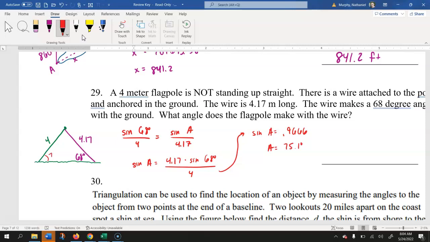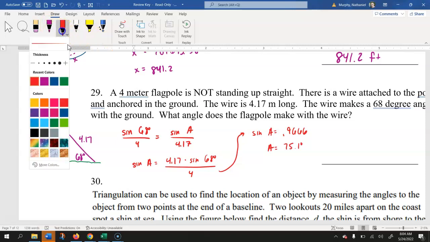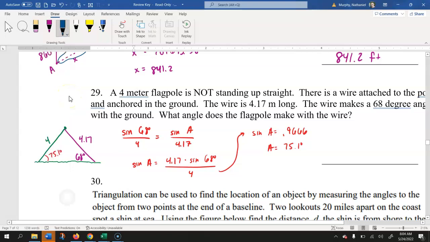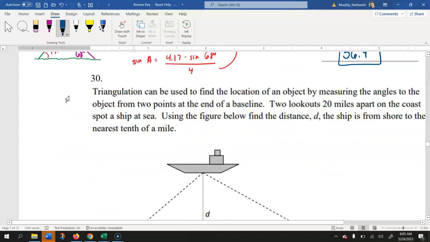But the question is asking us to find what is the angle the wire makes with the pole? Okay, what angle does the flagpole make with the wire? Okay, so that's what we're trying to find. So if I subtract those two angles from 180, we get 36.9 degrees. So that'll be your answer for 29.